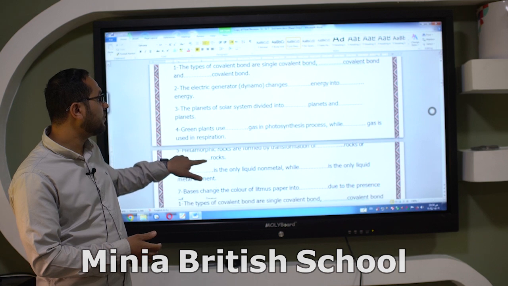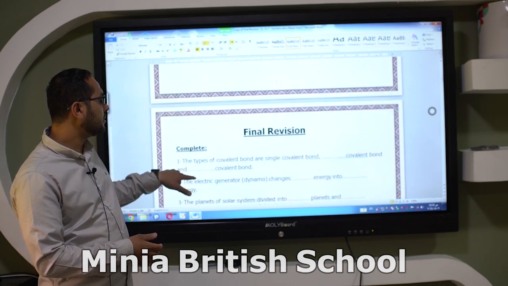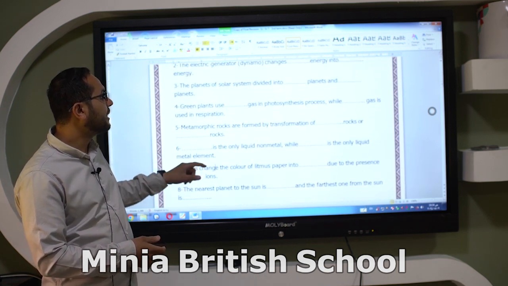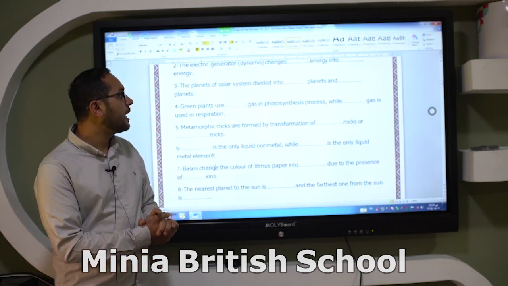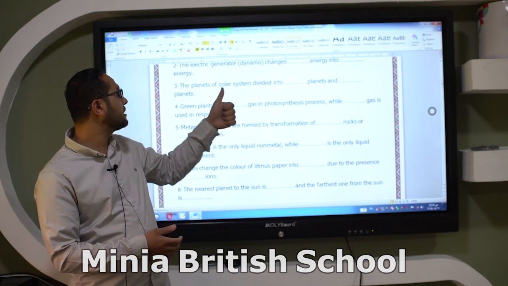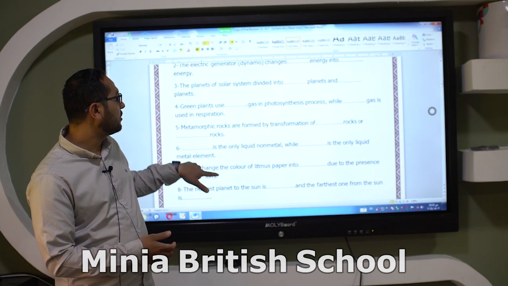The planets of the solar system are divided into 8 planets and the sun.